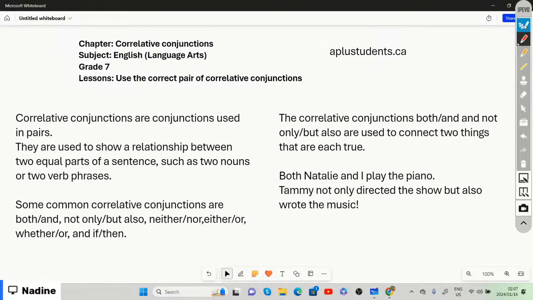So some of the correlative conjunctions, remember we said they are used in pairs. Some of the correlative conjunctions are both and, not only but also, neither nor, either or, whether or, and if then.